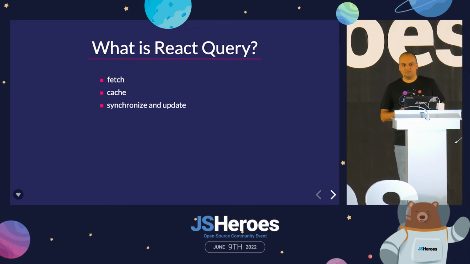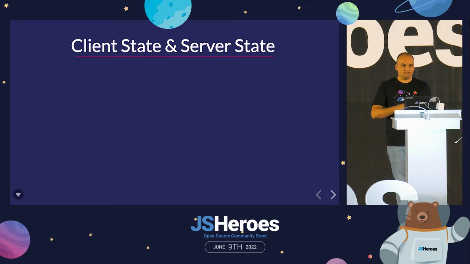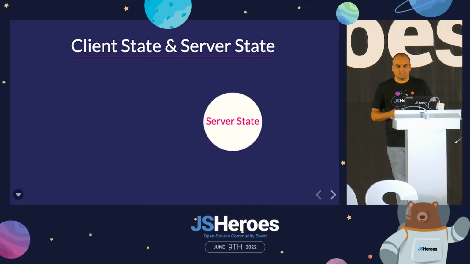I mentioned server state. I want to talk a bit about what client state and server state are because it's really important. Server state is your persistent data layer. So it's usually behind an API, it's on the back end, and it's your true data layer because that's where you have all your information kept, and that's the latest update.